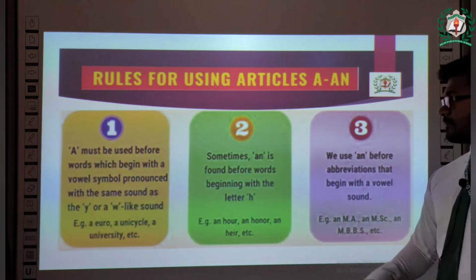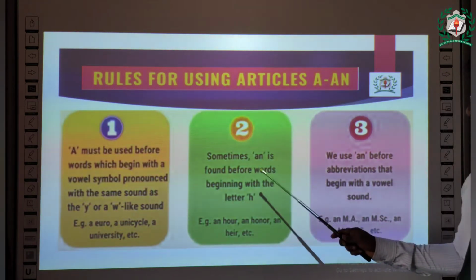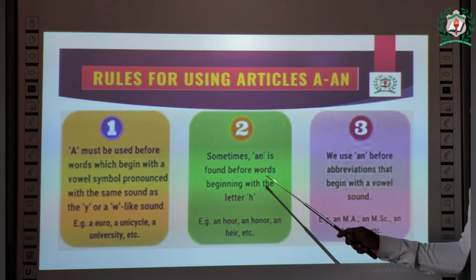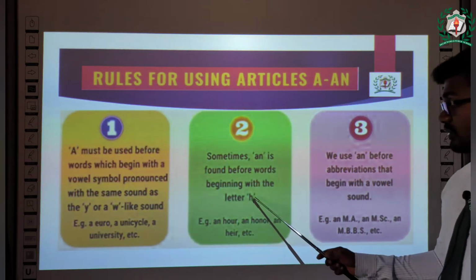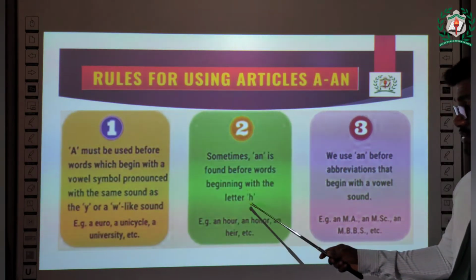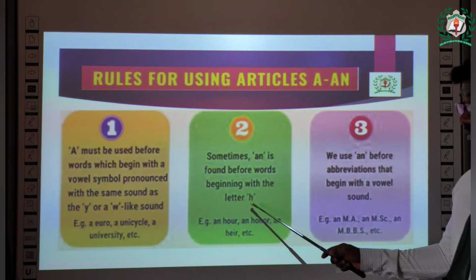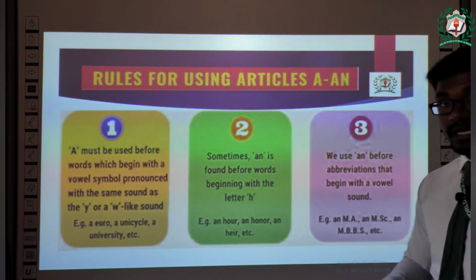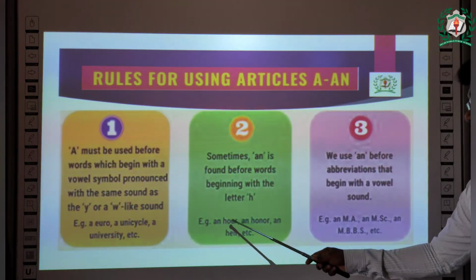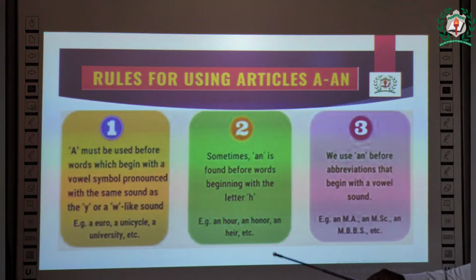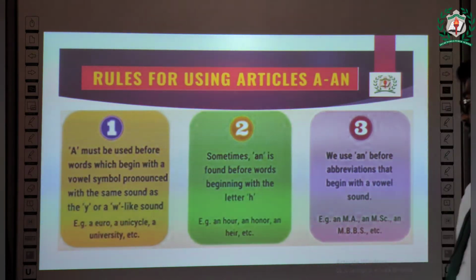Good. Next, sometimes an is found before words beginning with the letter H. So sometimes, though it is a consonant letter, still an is there. Already I have said, because H is silent. An hour, an honor, an heir, etc.